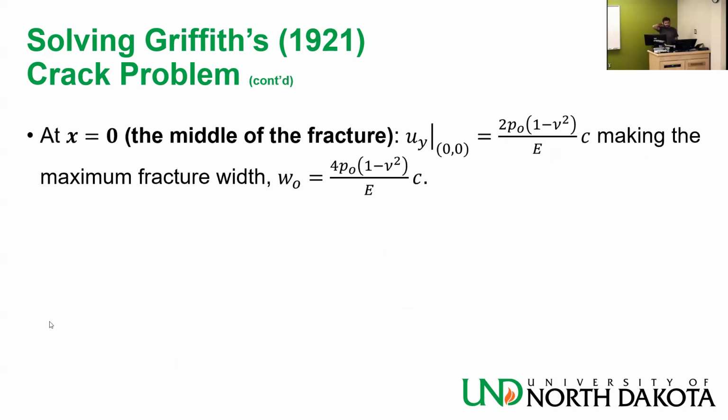At x equals 0, which is the middle of the fracture, uy is given by this equation, 2 times P sub O, 1 minus Poisson's ratio squared, times c divided by E. And then the maximum fracture width would be 4 P sub O times 1 minus Poisson's ratio squared, times c divided by E. Notice that E is in the denominator. The larger the E, the smaller the fracture width, the W sub O.